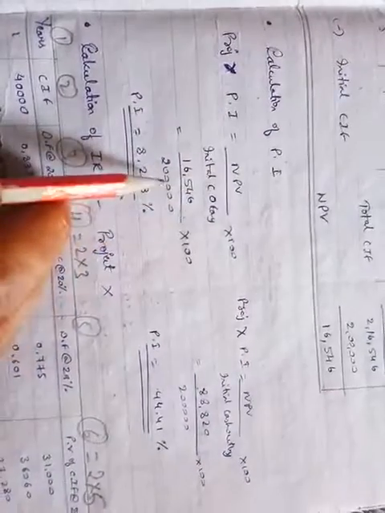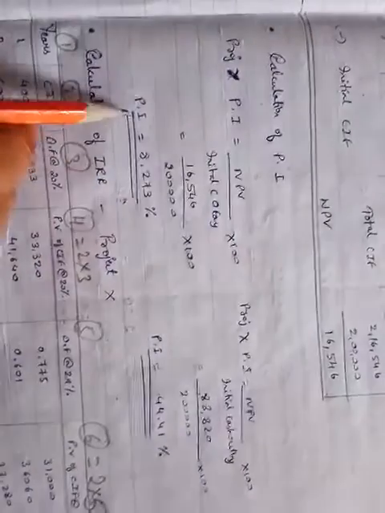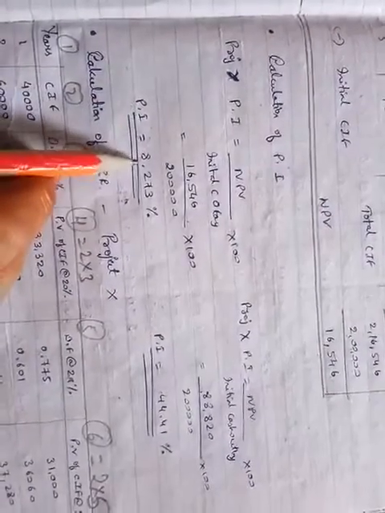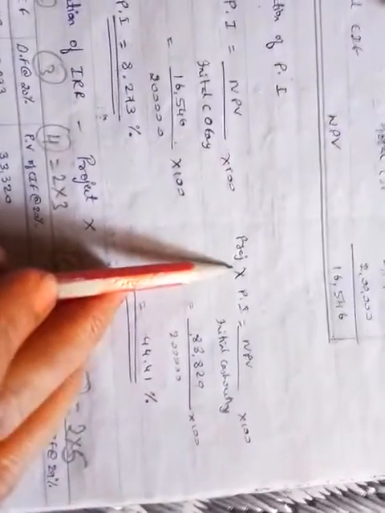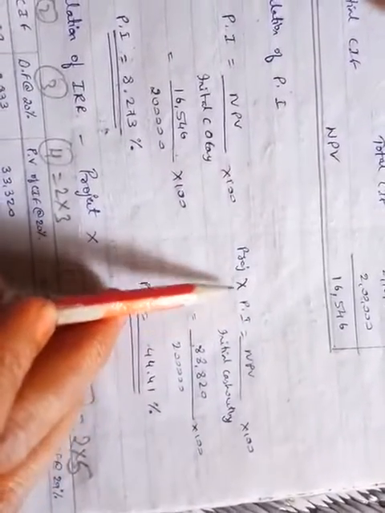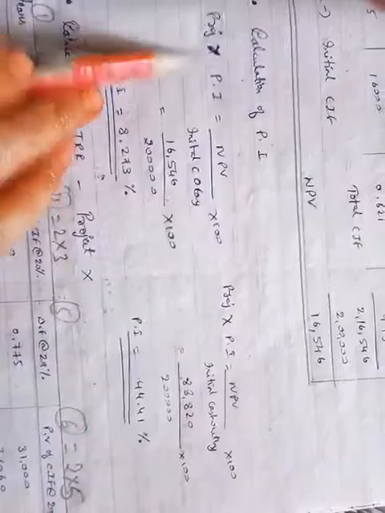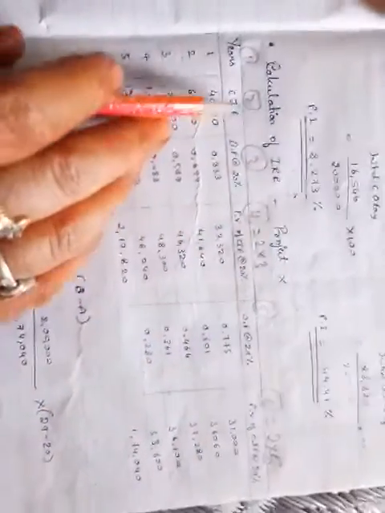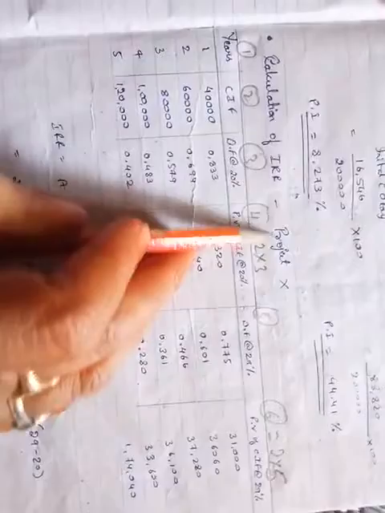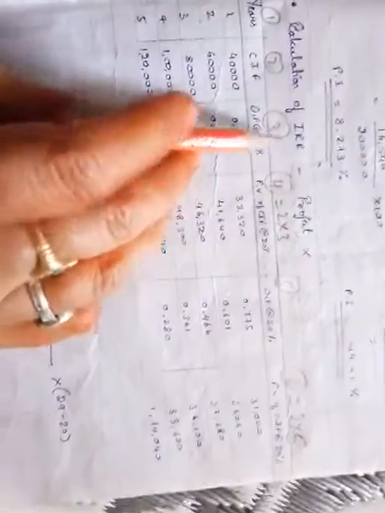And we know that the initial investment is 2 lakh rupees, into 100, we get the profitability index, that is 8.273%. In the same way, we have calculated the profitability index for project Y and this is for project X, 44.41%. So we have calculated NPV as well as profitability index. Now we need to calculate IRR for project X, calculation of IRR.